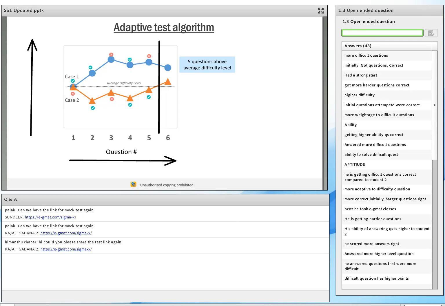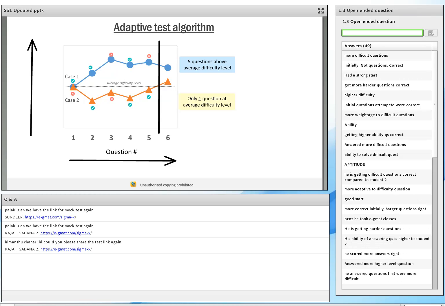When you think about student 1, he got 5 questions. Each of these 5 questions were either at the average difficulty level or above the average difficulty level. When you look at student 2, there was only one question that was at the average difficulty level. Every other question was below the average difficulty level. Even though both of them had 60% accuracy, it's the difficulty level of questions that they answered correctly that mattered to their success on the GMAT. And that's something which I want you to take away. The difficulty level of questions that you answer correctly would determine what you actually get.